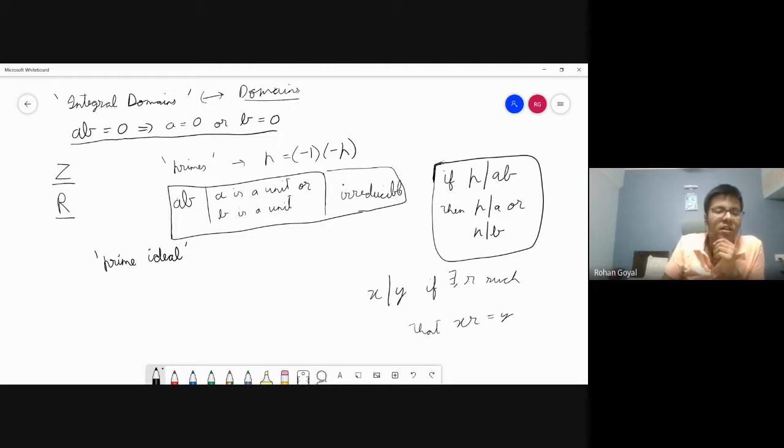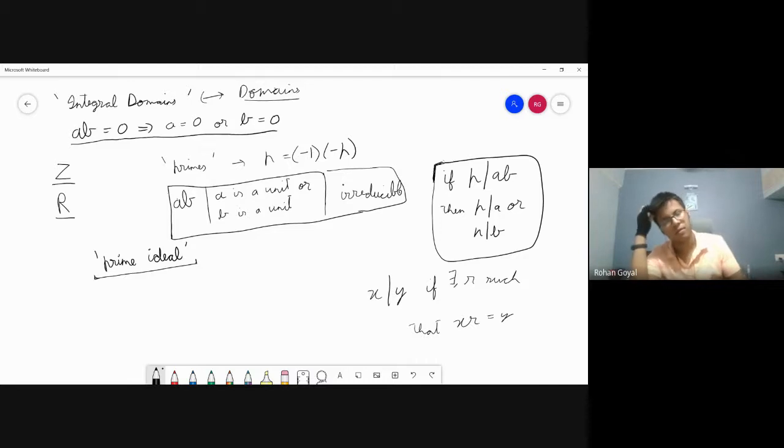Anyway, now you have this definition of an irreducible and this definition of a prime. How would you want to define a prime ideal with these ideas in mind? A prime ideal, you would ordinarily in Z just expect to be PZ.